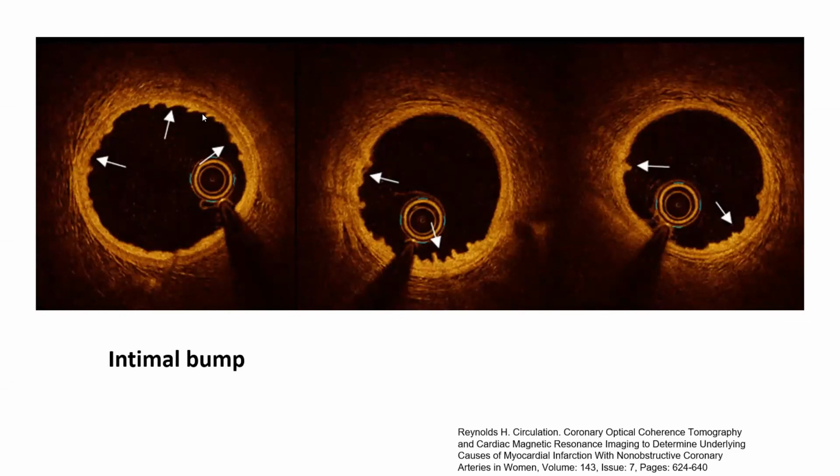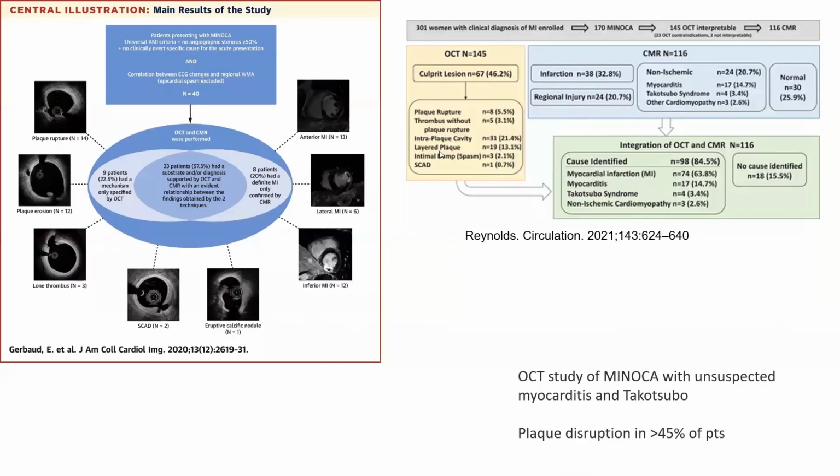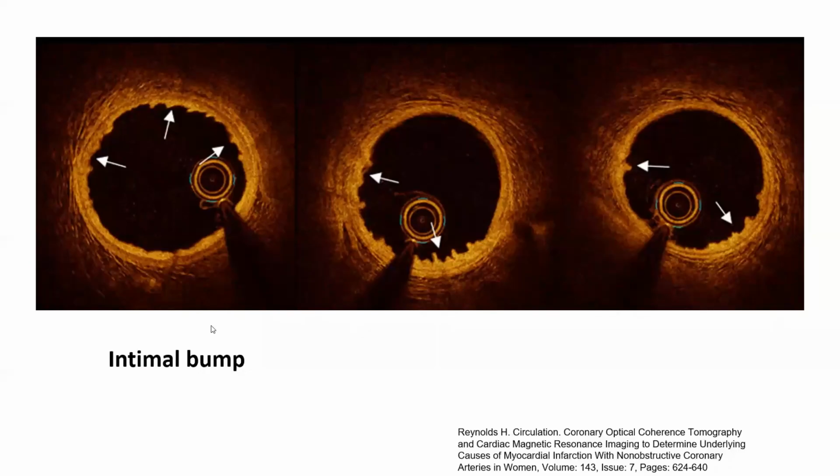This is what you call intimal bump or intimal wrinkles. And as defined by Reynolds, this is very diagnostic of a recent coronary vasospasm. So the artery shrinks during vasospasm, then it relaxes. And like an inflated balloon that you deflated, you're left with some wrinkles. They called it intimal bump, and it was diagnostic of spasm. So very interesting finding, I want you to recognize it.